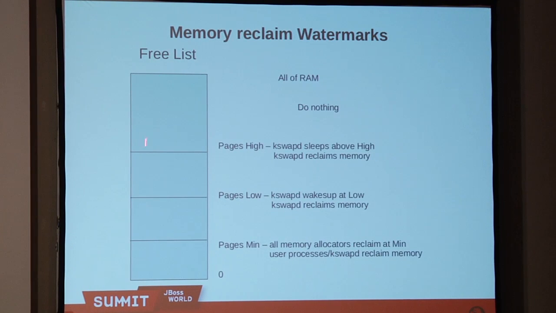This is how the memory reclaim code works. There are 3 thresholds, high, low, and min. When the free list is above high, it does nothing.